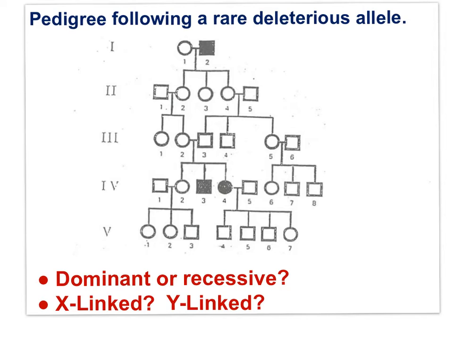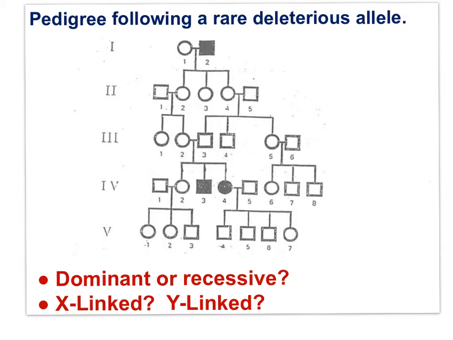Here's a pedigree following a rare, negative, deleterious allele. You can stop the movie now or follow along with me. Is the allele dominant or recessive? The allele is recessive. As you can see, the expression of the allele has skipped generations, masked by dominant alleles throughout. And if the allele were dominant, then one of these two parents would have to express the allele to have a child with the allele. The allele is recessive, and these parents are heterozygous.